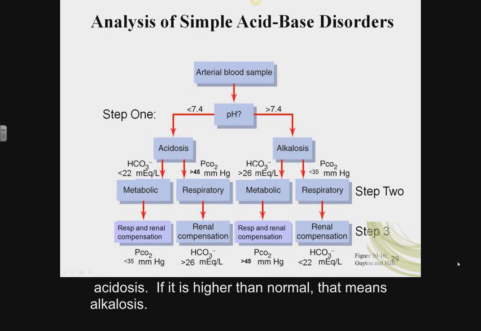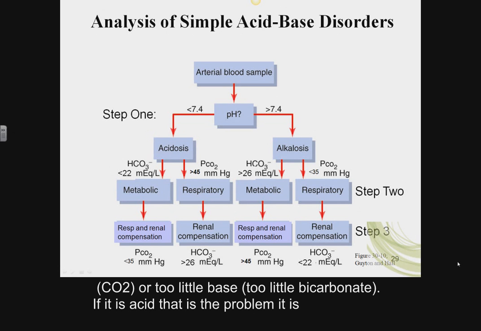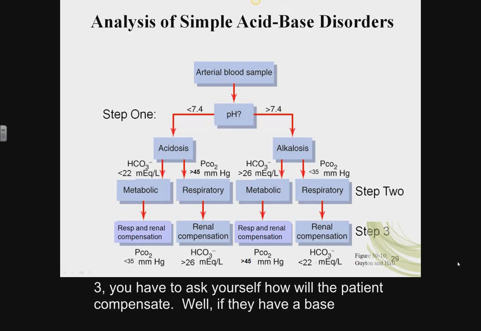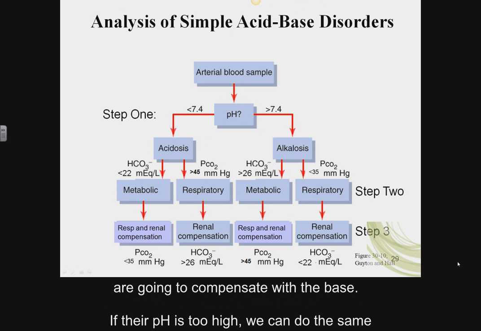Step 2. If you determine that they have acidosis, remind yourself that that can happen from too much acid, CO2, or too little base, too little bicarbonate. If it is acid that is the problem, it is respiratory acidosis. If the base is the problem, then it is metabolic acidosis. Step 3. You have to ask yourself, how will the patient compensate? If they have a base problem, then they are going to compensate with CO2. If they have a CO2 problem, then they are going to compensate with a base.